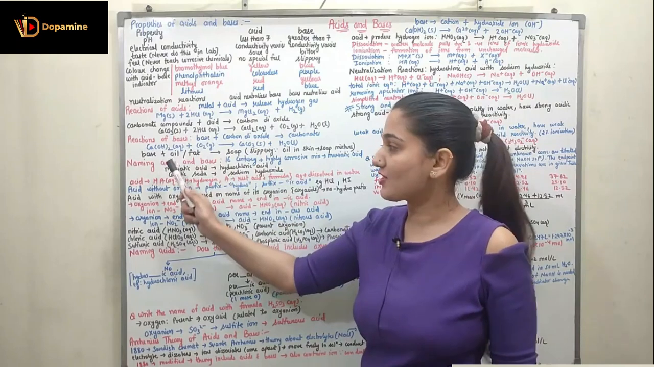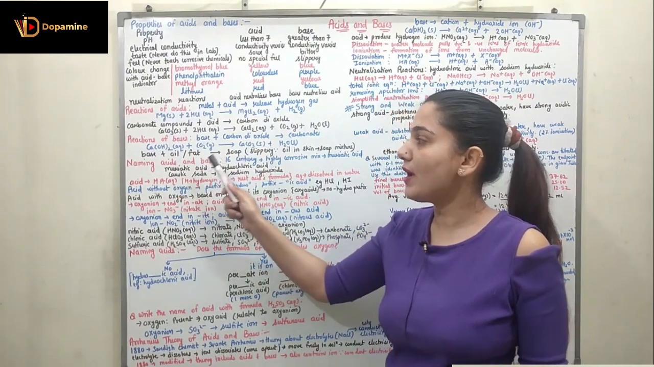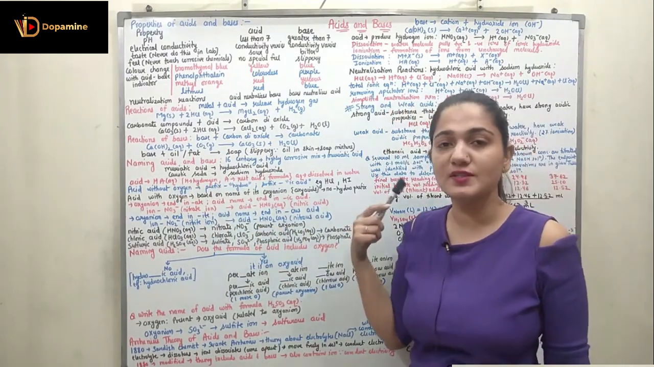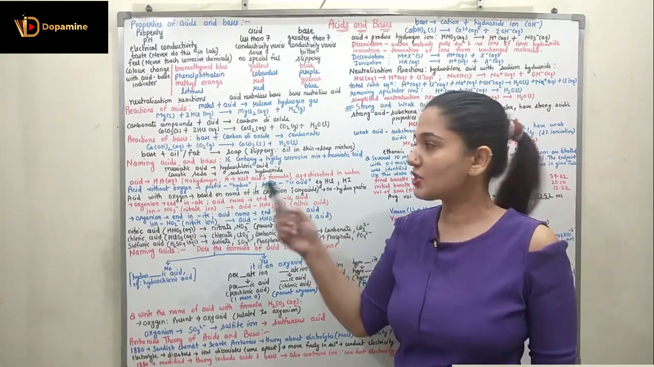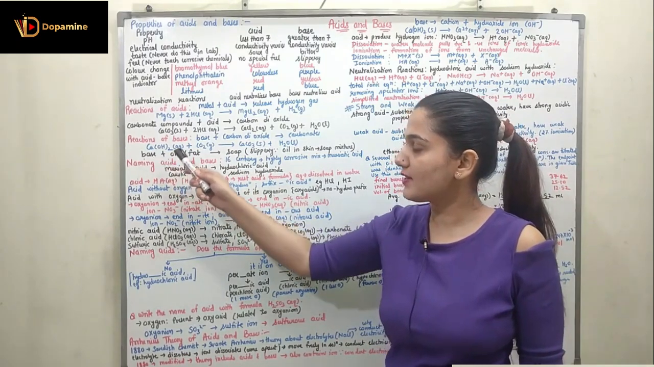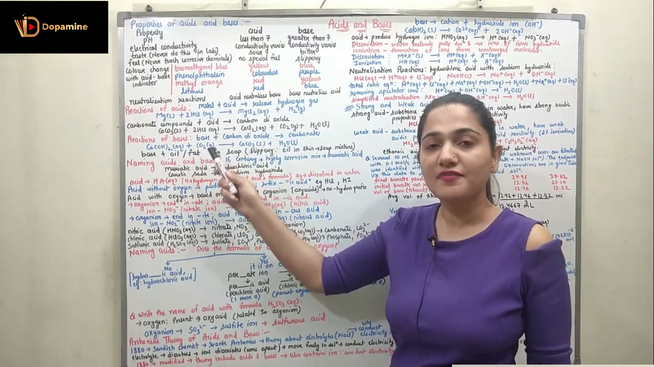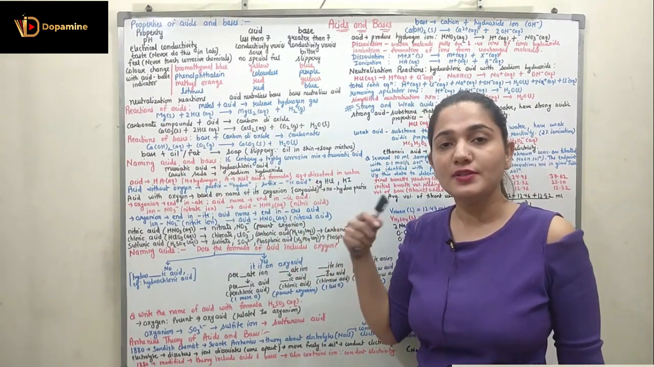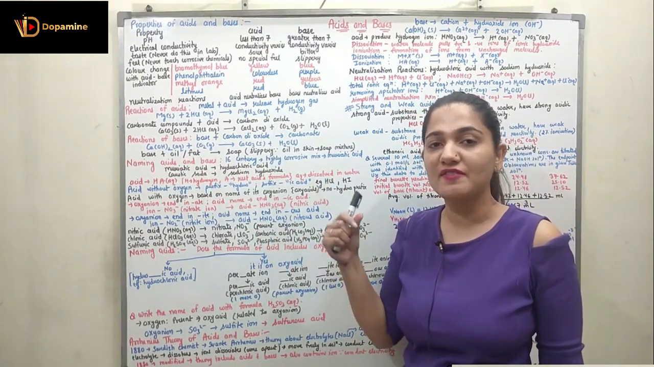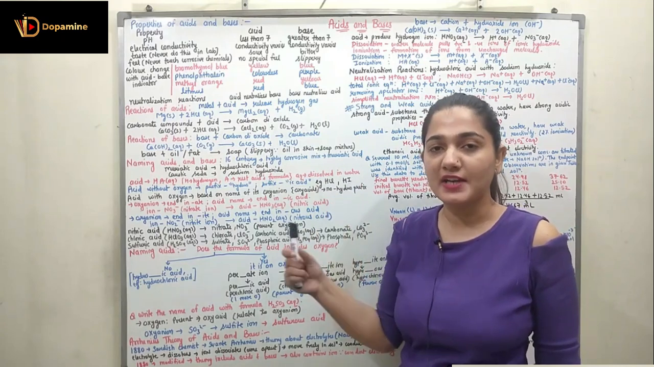So the next reaction of the base is the base plus oil or fat gives soap. This reaction is also known as saponification, where we have the base reacting with oil or fat to form a soap. So now this also explains why we have the slippery feeling when we touch the base.